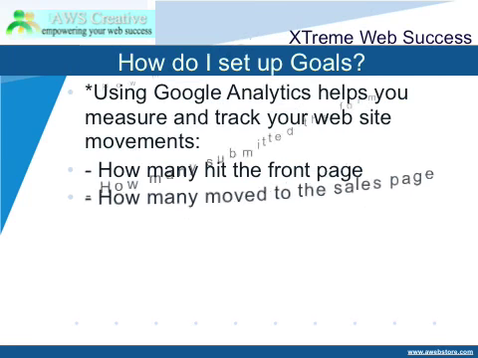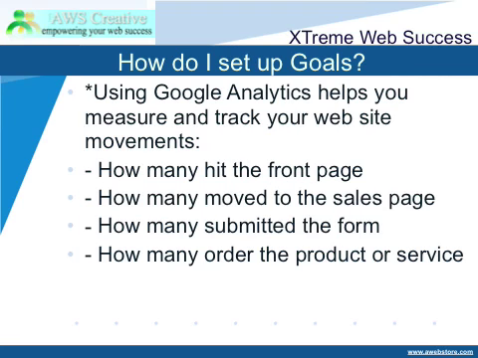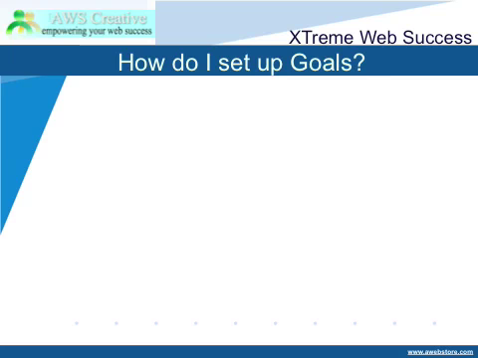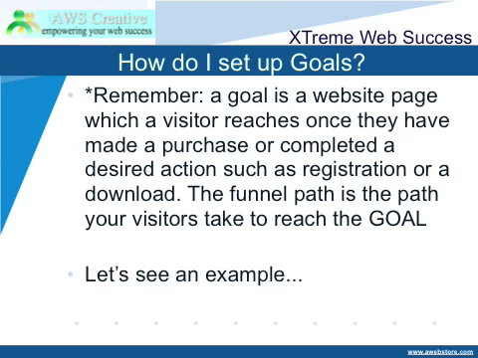How can you set up goals? Well, using Google Analytics, you can now track how many people hit the main page, how many hit the sales page, how many submitted their name and email, and even how many downloaded the file. Now, if that report tells you about a service or products that points the reader back to the order page, then include that order page in your funnel path. Remember that goal is that website page which a visitor has to go to in order to make that purchase or complete it. But the funnel path that you set up is the path or the pages or the steps they have to take to do that.